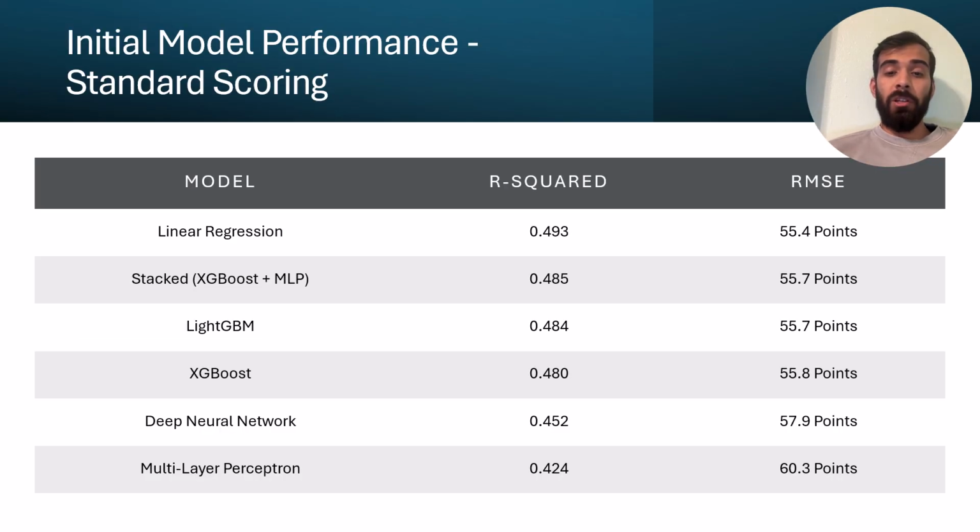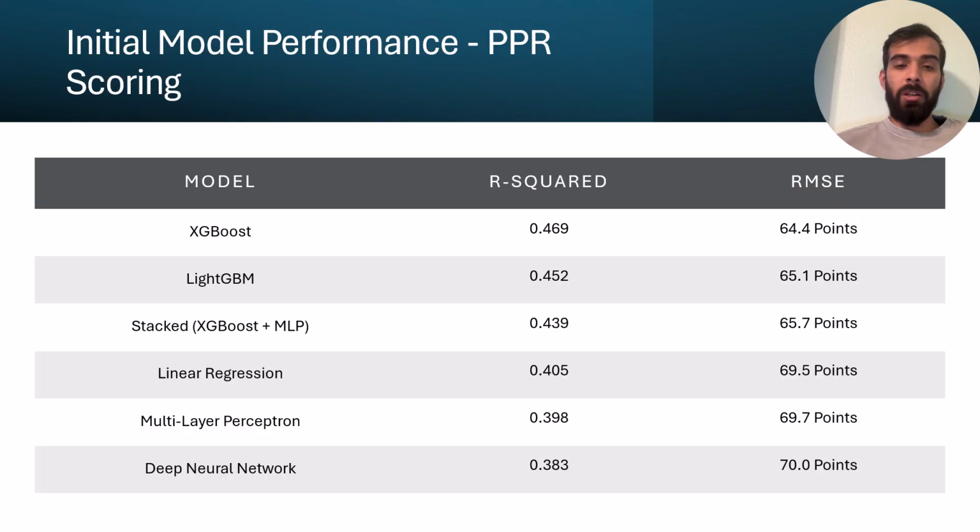To judge the effectiveness of our models, we opted for the following metrics, with R squared being how much variance in the data our models were capturing, as well as RMSE to tell us how far our predictions were from the actual true values. For our first modeling pass, we saw R squared values ranging from 0.493 with our linear regression model to 0.424 with our multi-layer perceptron, and our predictions being on average 55 to 60 points off.